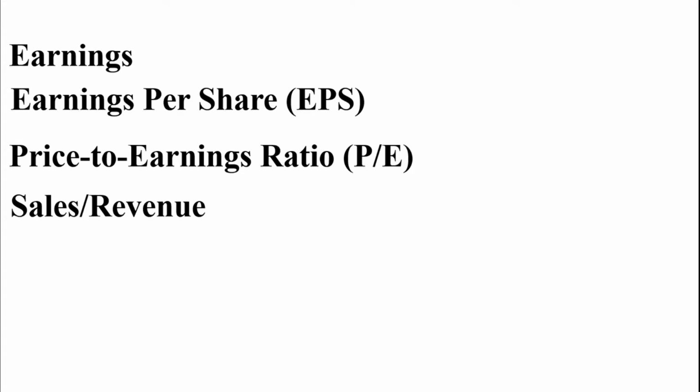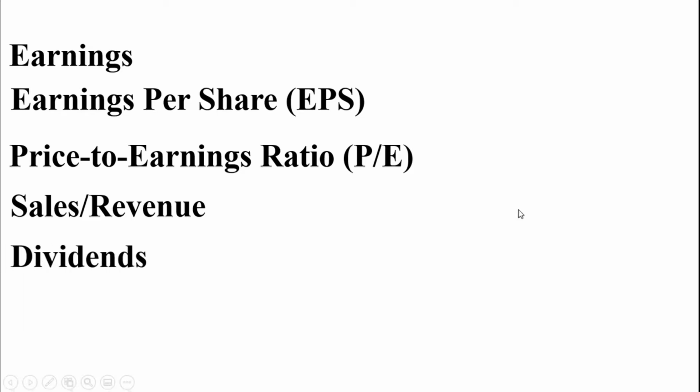Another thing to consider is its sales and revenue. Now, sales and revenue is basically, well, I won't say it's the opposite of earnings. Earnings is your bottom line. Sales and revenue is your top line. Sales and revenue is your gross income. It's the money that the company is making from the sale of its goods and services. So it's the gross income that they have before they start subtracting all of their expenses. The earnings is the bottom line. The sales and revenue, that's their top line.